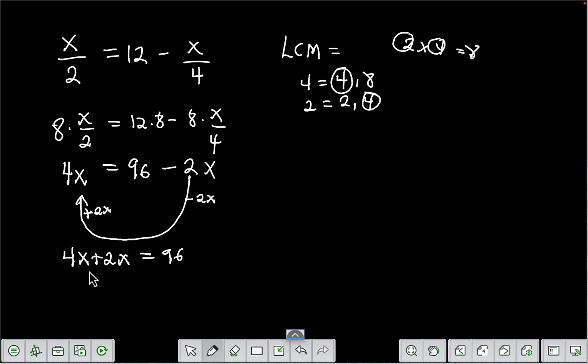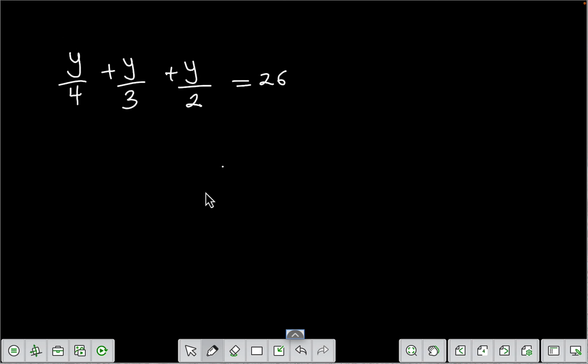Now 4x and 2x are like terms, so we can combine them. 4x plus 2x is 6x, and that equals 96. If I divide by 6 and I divide by 6, division property of equality, then x is going to be 16.